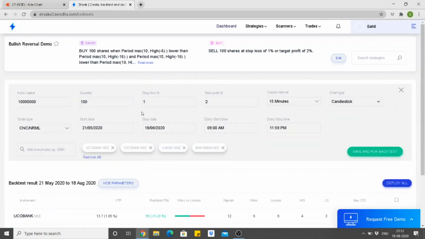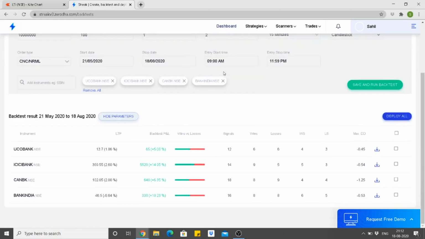Now, if you would like to edit or alter any of the nitty-gritties regarding your strategies, you can do so by clicking this button over here. You can change your quantity, stop loss, take profit, candle interval, chart type, etc. You can change all of these small things regarding your strategy from this button right here. In case you wish to change the conditions of the strategy itself, you can do so by pressing this edit button over here and then rerun the backtest.